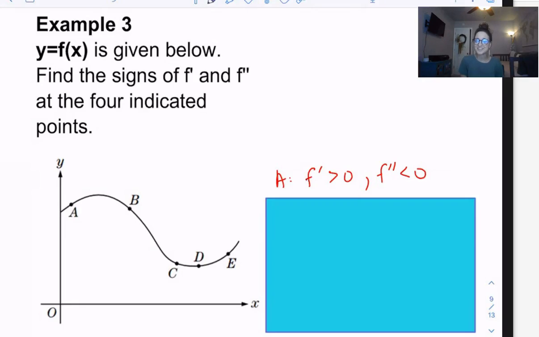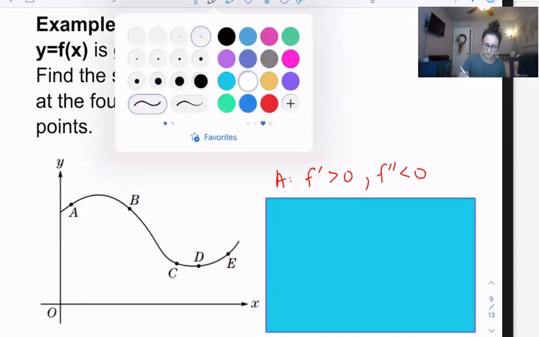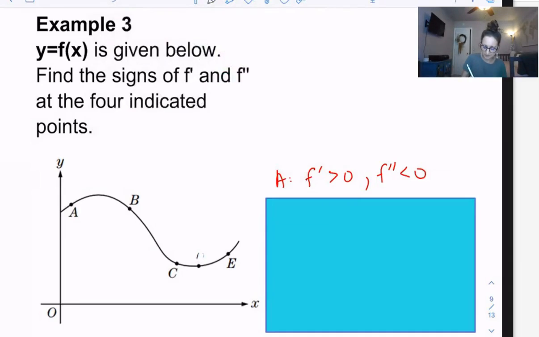All right, so I would like for you to try example 3. You don't need to copy the graph in your notes, but I would like for you to decide the signs of both the first and the second derivative for the 4 indicated points. We are not going to do point D. Okay, don't worry about that. So let me do the first one with you.